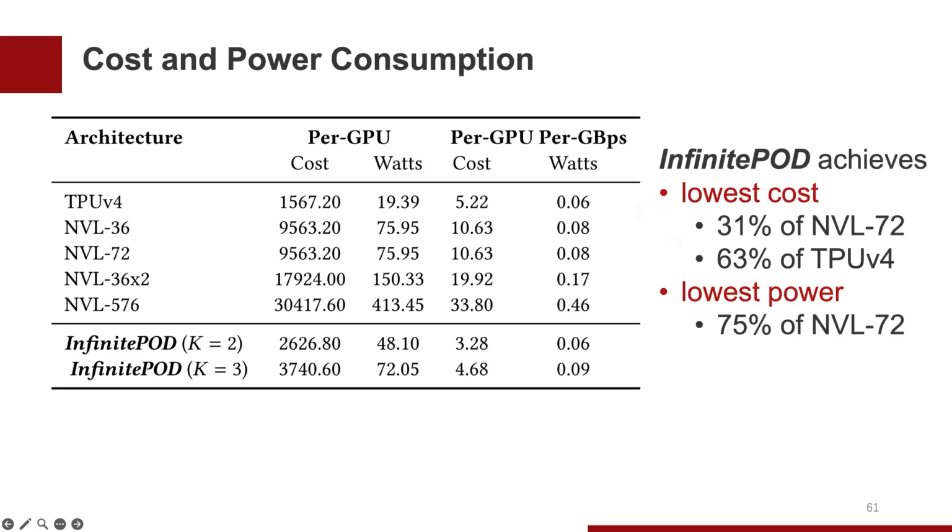We also compare the cost and power consumption against these solutions. Again, InfiniBot achieves the lowest cost, which is only 30% of the NVL72 and 63% of the TPU-V4, and it also achieves the lowest power.